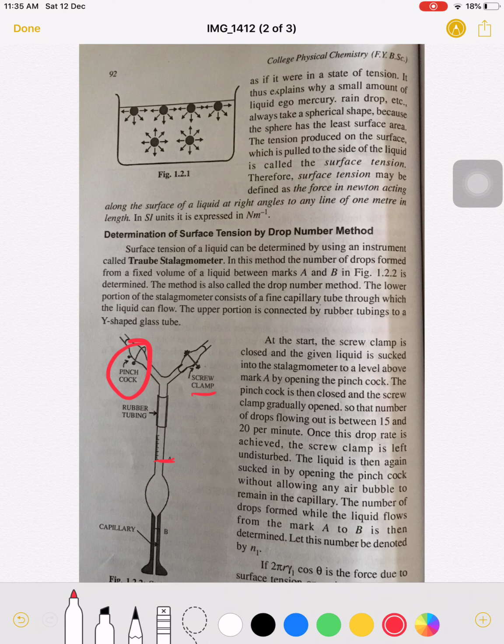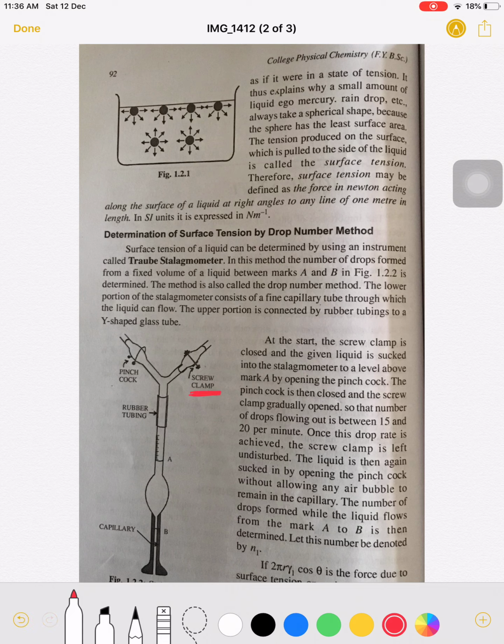It means what we did here: initially the screw clamp is closed and the liquid is sucked from below above the mark A through this pinch cock. Next, this pinch cock is closed, and then we slowly open the screw clamp so that the number of drops coming outside the capillary is between 15 to 20 per minute. It means the number of drops coming outside the capillary in 1 minute should be maintained between 15 and 20.